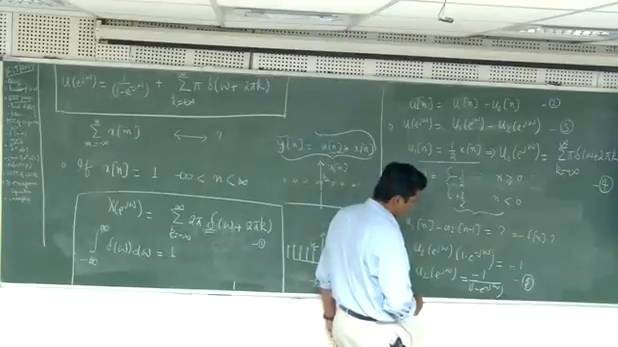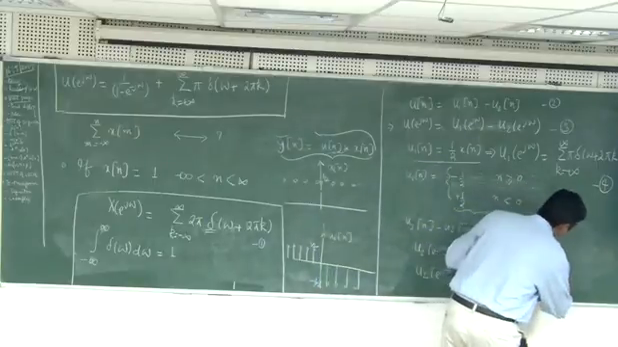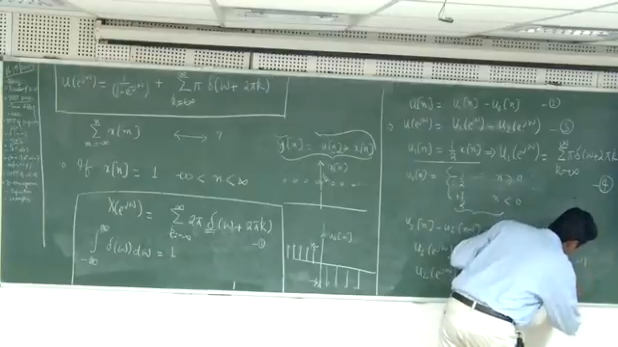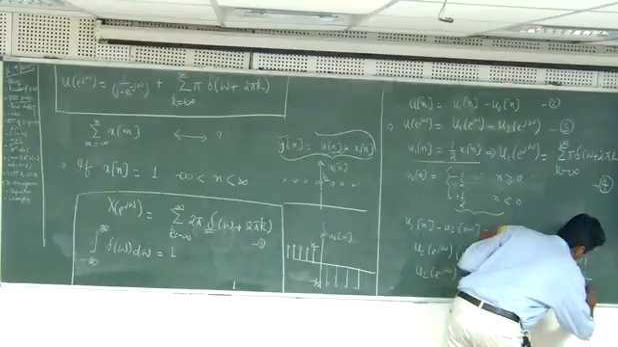Therefore, this backward difference can be represented as U of e to the power j omega times 1 minus e to the power minus j omega. So basically, according to what you're saying, it's going to be U of e to the j omega equal to 1 by 1 minus e to the minus j omega.